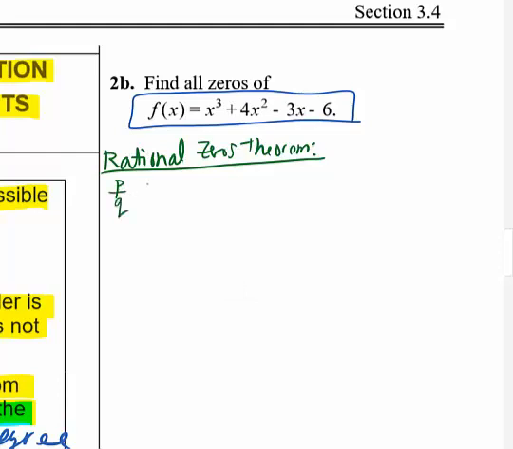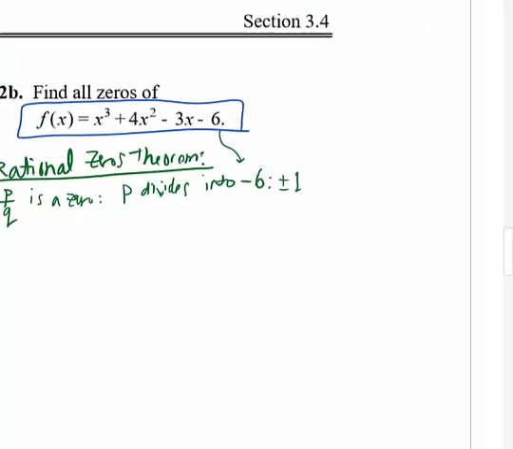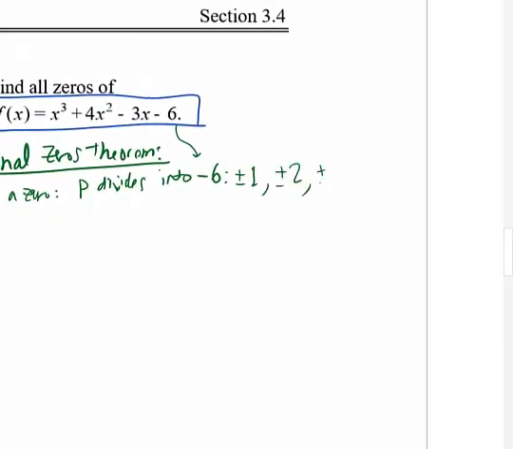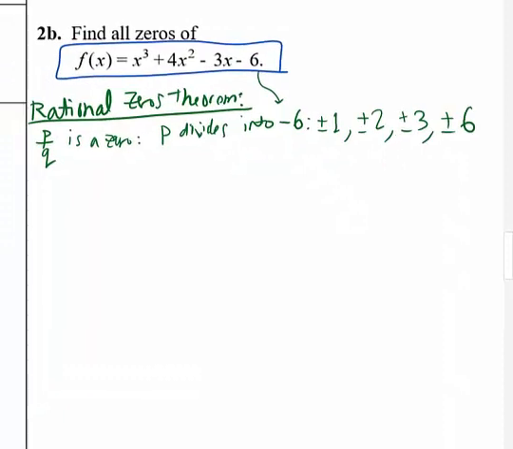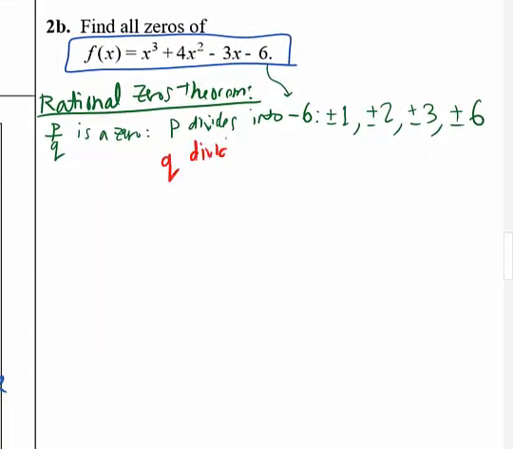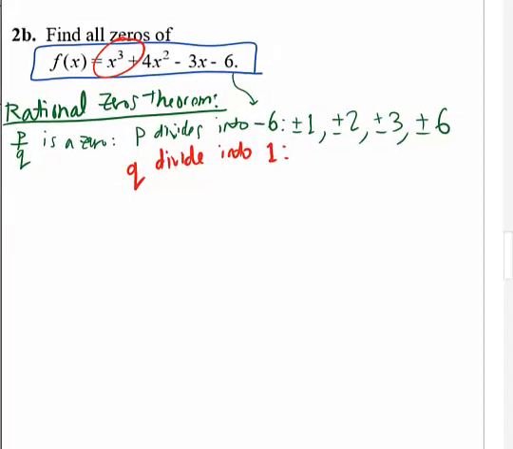So what we did before, it says if p over q is a 0, that means that p divides, or is a factor of, that constant term, -6. So what numbers divide into -6? 1 and -1, 2 and -2, 3 and -3, and 6 and -6. And then the denominator q must divide into the leading coefficient, which is 1, because the highest powered term is x cubed, and its coefficient is 1.